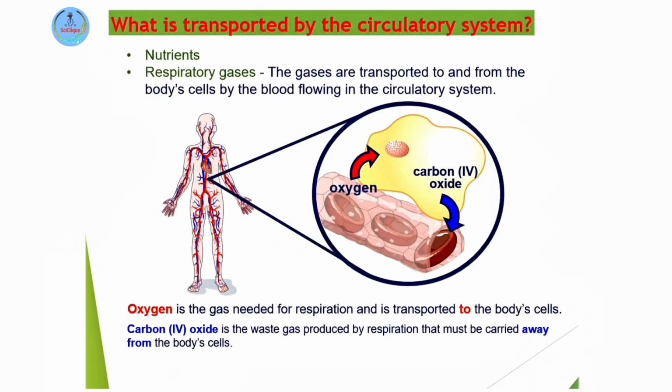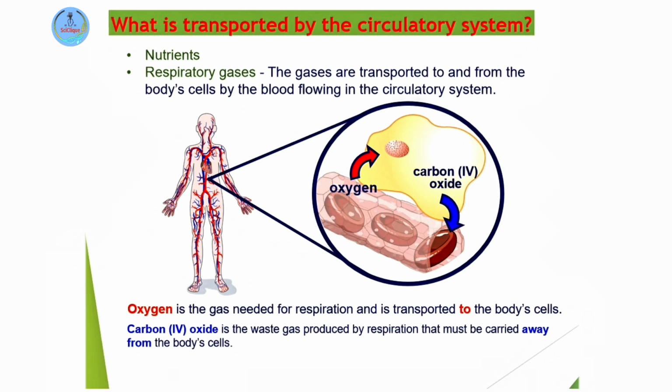Now, why is the circulatory system important? Because it transports substances around the body. So which substances am I referring to? Number one, nutrients. Nutrients are glucose, amino acids, and so on. These are required by the body cells in order to carry out respiration. So respiration is a process whereby you're going to have cells break down food substances such as glucose in order to provide energy. And this energy is very important because it's the one that is required for cellular activities.